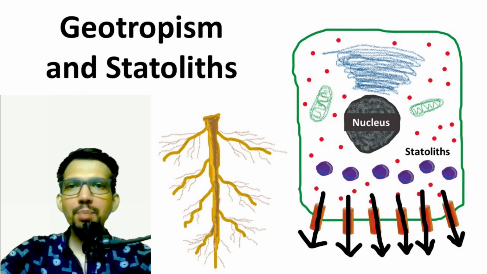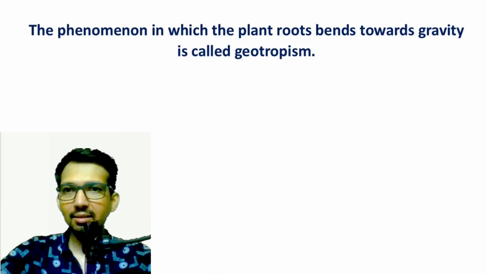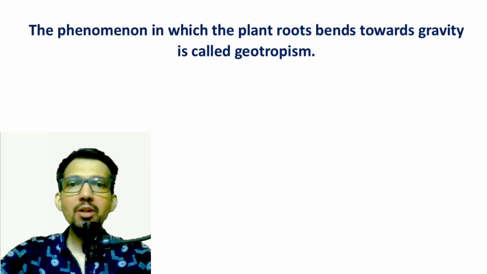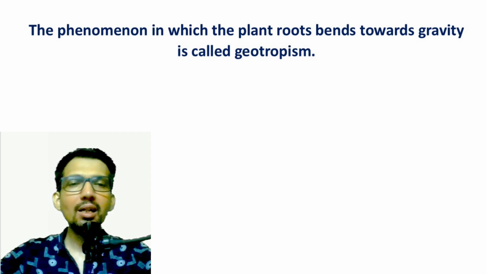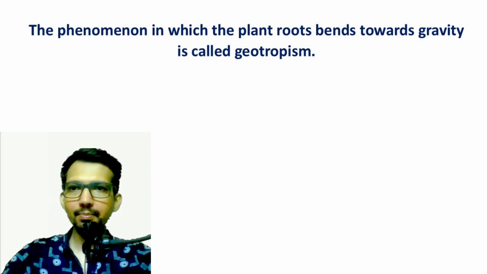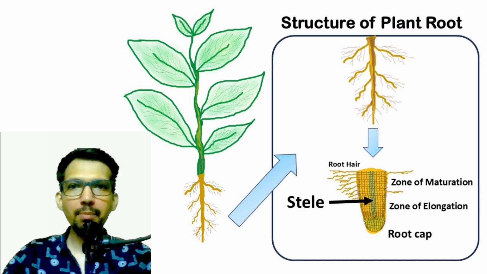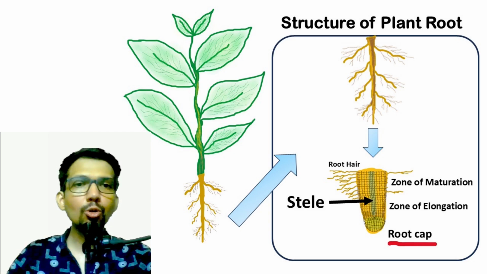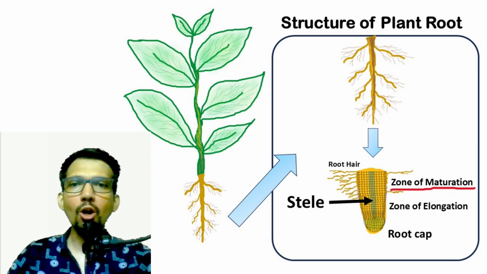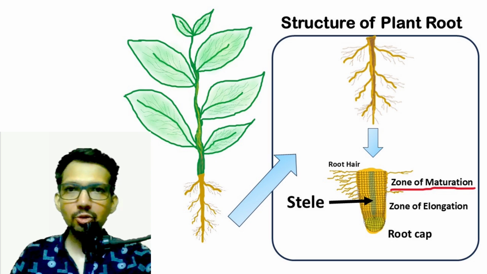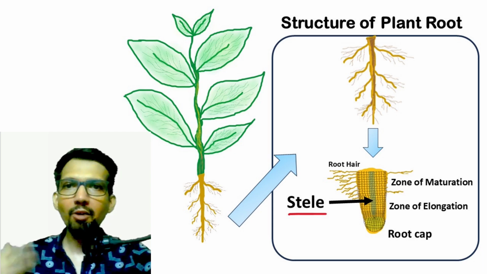Let's talk about how plants respond to gravity. The phenomenon in which the plant root bends towards gravity is known as geotropism. If we see the structure of the root tip, then it has different regions like the root cap, the zone of elongation, and the zone of maturation. The central core of the root tip structure has a vascular cylinder known as stele.